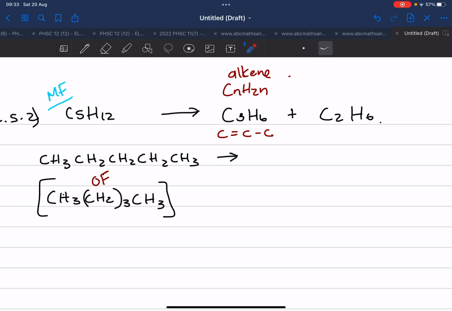Okay. So here we have, if we say the double bond is on the first carbon, then it means this only has 2 hydrogens. So this is CH2, CH3 plus CH3, CH3. And the reaction condition is heat.